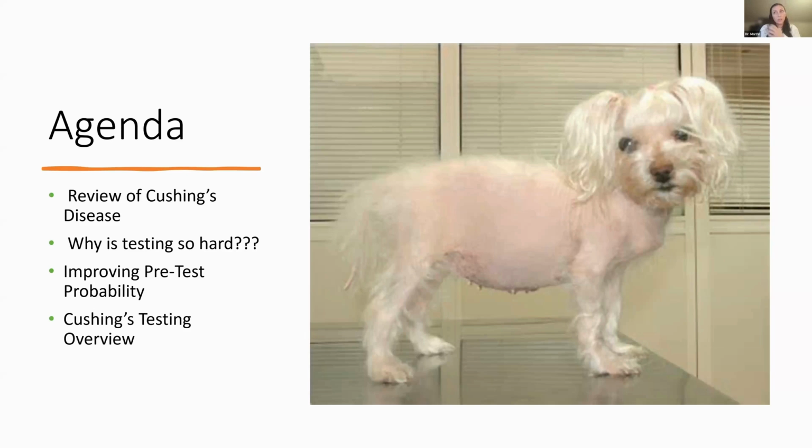And today we're going to talk about cortisol. And when we talk about cortisol testing, we're talking about Cushing's or Addison's, but today we're mostly going to be talking about Cushing's disease. So we're going to review that. We're going to talk about why testing is so hard, how to improve pre-test probability, which we'll talk about what that means, and a Cushing's test overview.